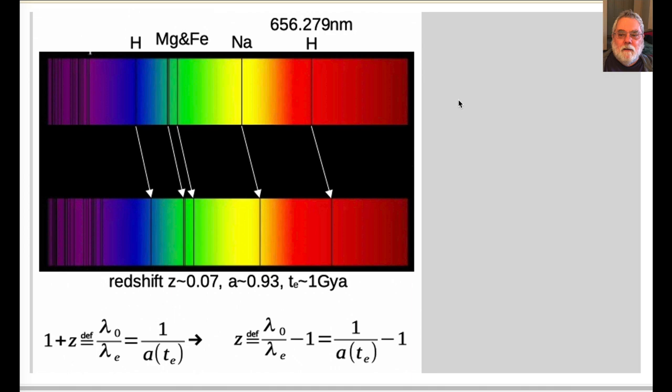They match up detected redshifted wavelengths on the bottom of absorption lines, as on the bottom image, to laboratory wavelengths as on the top image. See, this line got shifted in the direction of red. So did this one. So did these.